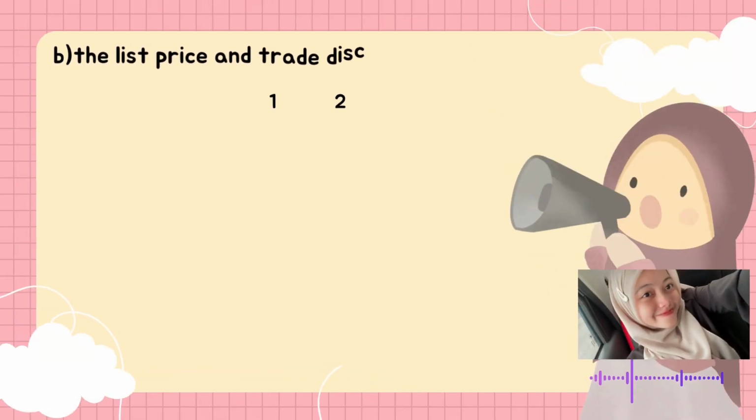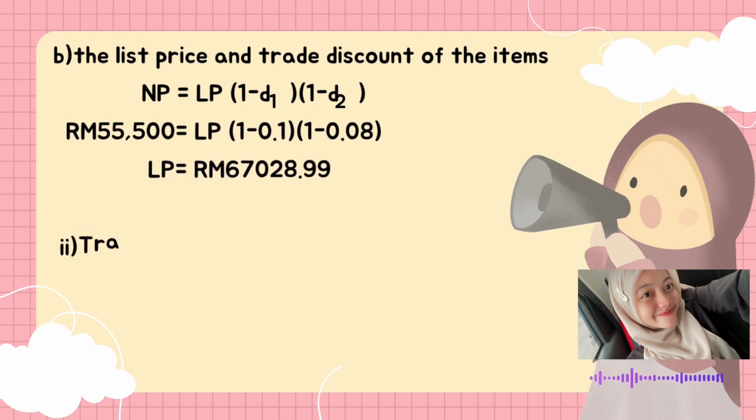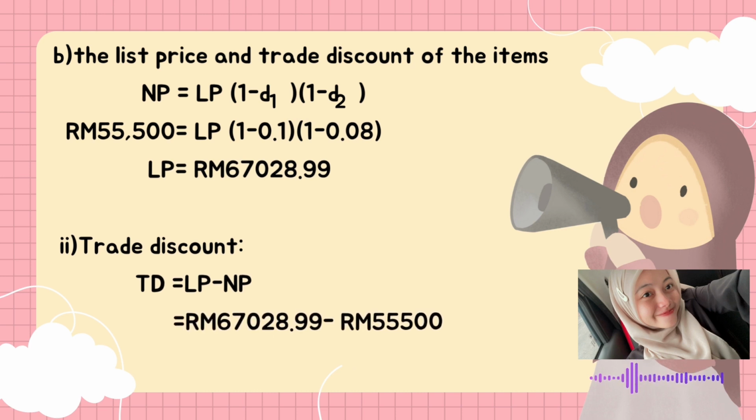Question B. Calculate the list price and trade discount of the item. So, in order to get the list price amount, we must use the net price formula. Net price equal list price multiply 1 minus D1 multiply 1 minus D2. So, 55,500 equal list price multiply 1 minus 0.1 multiply 1 minus 0.08. So the list price amount is 67,028 ringgit 99 cents. Then trade discount, you must use the formula trade discount equal list price minus net price. So the answer is 11,128 ringgit 99 cents.